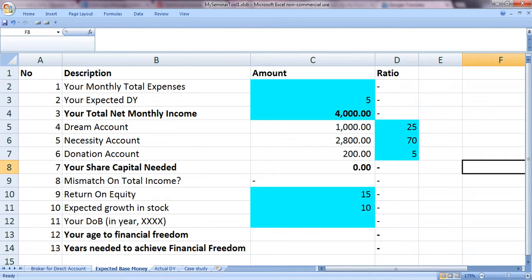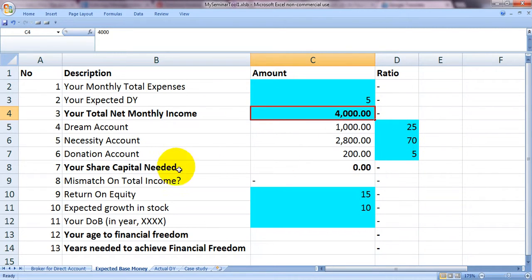This is an Excel video guide on how to use the Excel sheet which I mentioned in the seminar. The first thing you need to enter is your monthly income. It is not gross, it's net, the amount you receive per month. For education purposes, I will just put 4,000 over here.